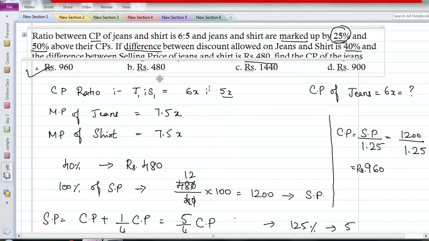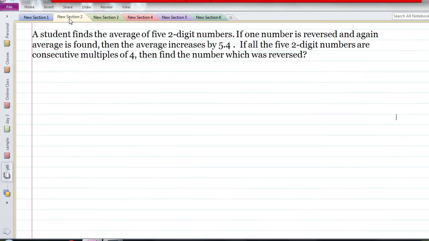Let's go to the next question. A student finds average of 5 two-digit numbers. If one number is reversed and again average is found, then the average increases by 5.4. If all the 5 two-digit numbers are consecutive multiples of 4, find the number which was reversed.